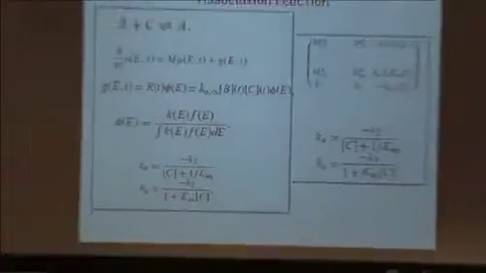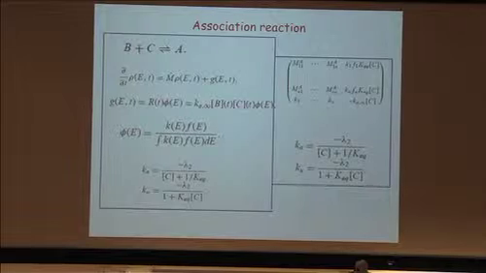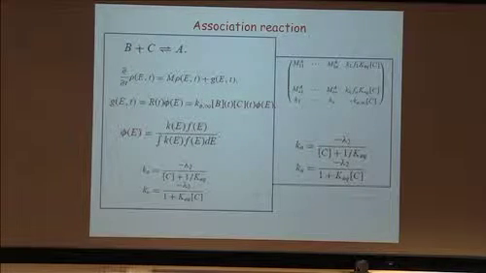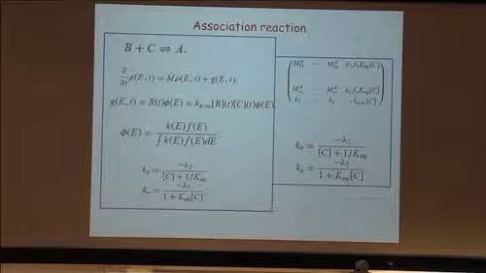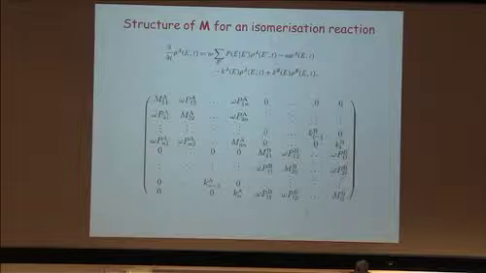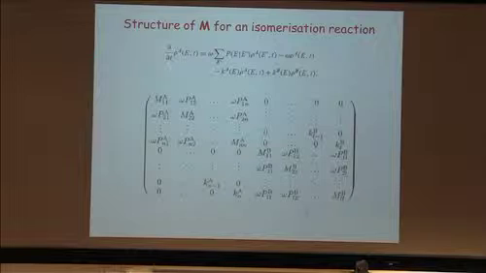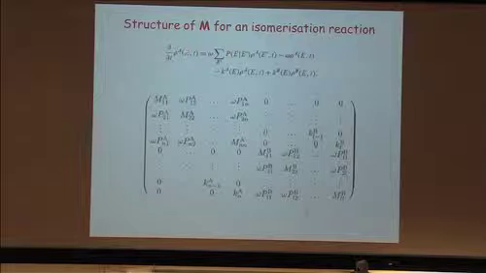I won't go through this in any detail, but we can also look at association rate coefficients in the same way. So you can look through this in some detail. What I'd like to do is talk about one of these. This is an isomerization reaction. We'll talk later on about pentyl radicals. And so this is the probability density for isomer A at energy E.